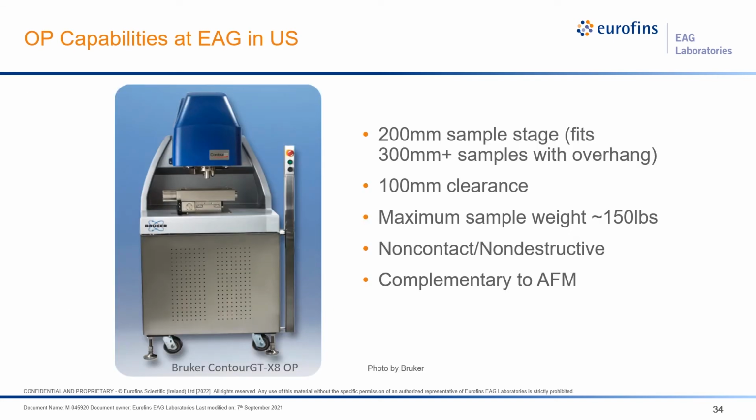In California, we have a Bruker Contour GTX-8 instrument. Like our AFM, this tool has versatile sample handling capabilities. It can fit 300 millimeter wafers or samples up to 100 millimeters tall. Our lab in the Netherlands has a Bruker NP Flex system, and that can fit really odd-sized samples. Since this technique uses visible light, it's non-contact and non-destructive.